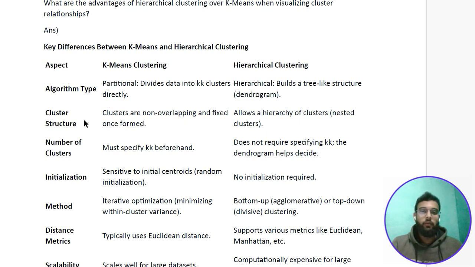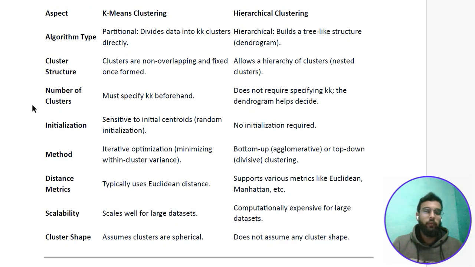Secondly, the cluster structure: in k-means the clusters are non-overlapping and fixed once formed, and hierarchical clustering allows a hierarchy of clusters, nested clusters. Then, according to the number of clusters, k-means must specify K beforehand, and hierarchical does not require specifying K. The dendrogram helps decide it. In initialization, k-means is sensitive to initial centroids, random initialization can be done, and in hierarchical, no initialization is required.